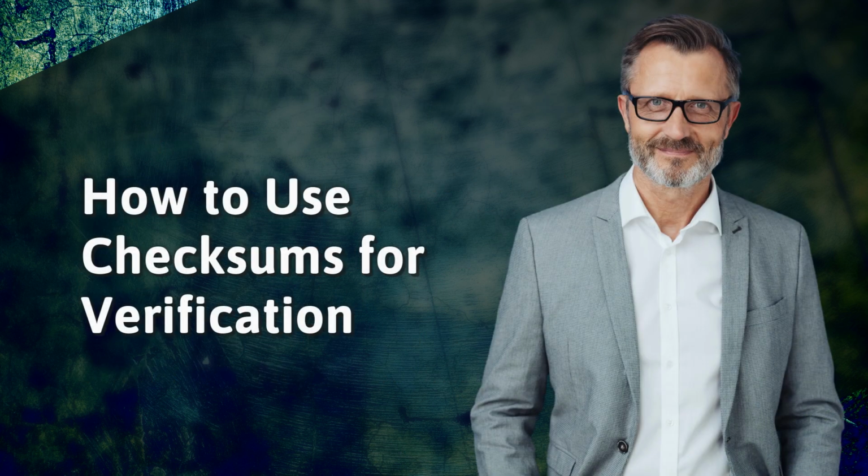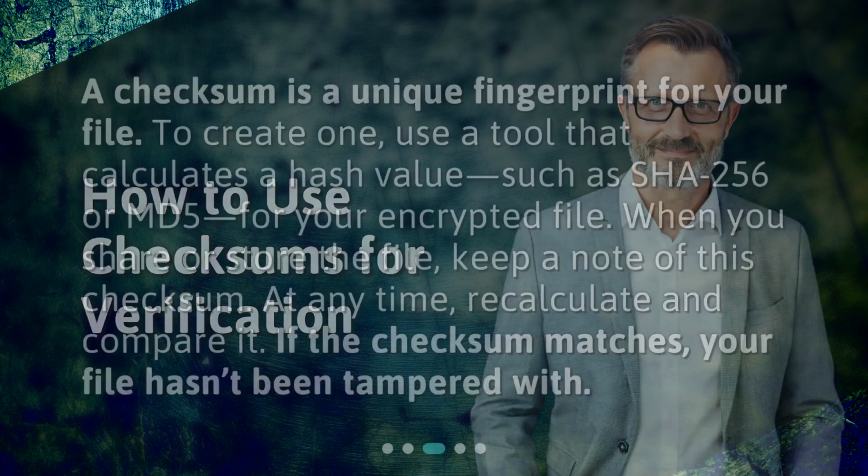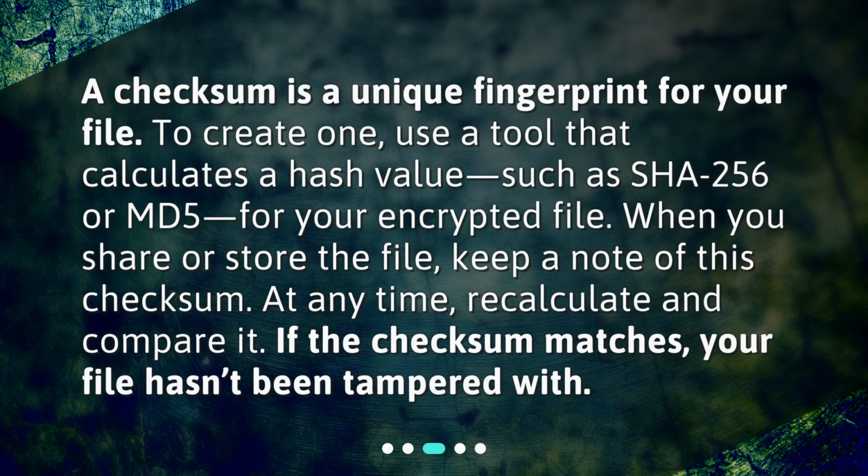How to use checksums for verification. A checksum is a unique fingerprint for your file. To create one, use a tool that calculates a hash value, such as SHA-256 or MD5, for your encrypted file. When you share or store the file, keep a note of this checksum. At any time, recalculate and compare it. If the checksum matches, your file hasn't been tampered with.